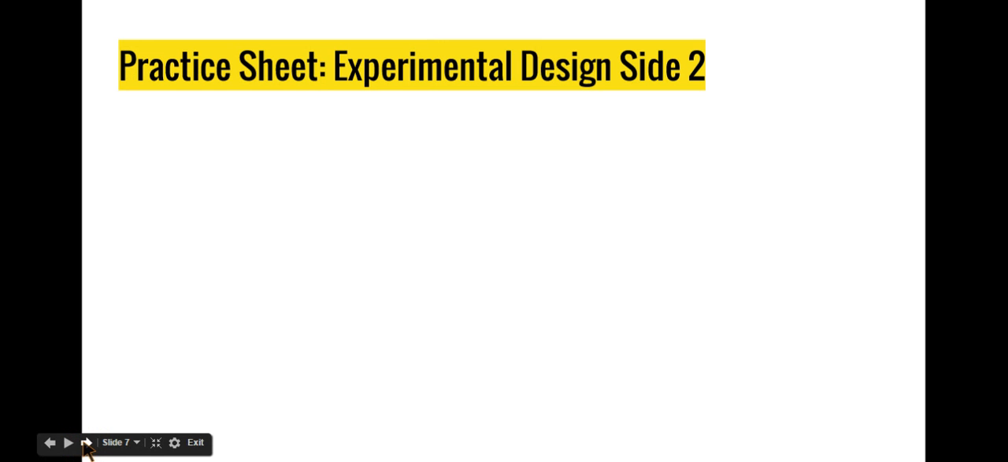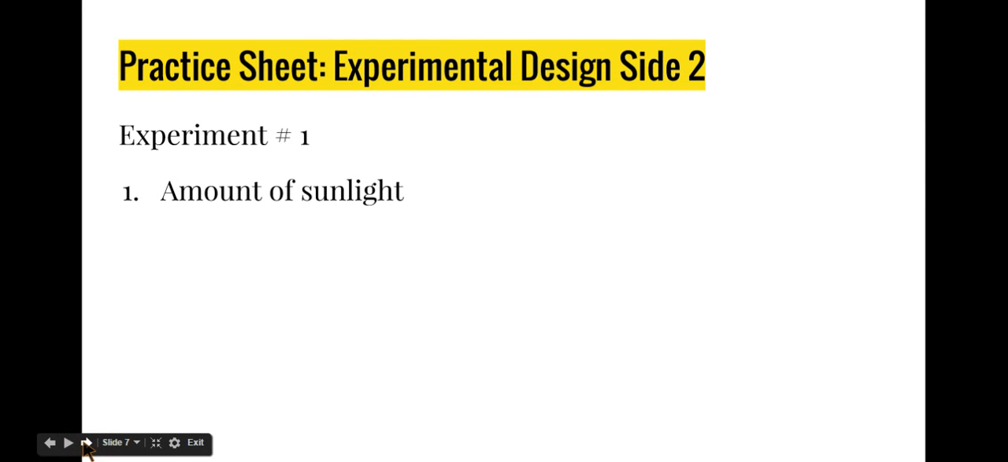Question number 1. What was the independent variable being tested in the experiment? The correct answer is the amount of sunlight. If you look at the sunlight, group 1 is 2 hours, group 2 is 6 hours, group 3 is 10 hours, and group 4 is 0 hours. So that is the one variable that is changed in this experiment, the amount of sunlight. And because of the amount of sunlight being changed, what is the dependent variable in this experiment? In this case, the dependent variable is going to be the growth of the plant.